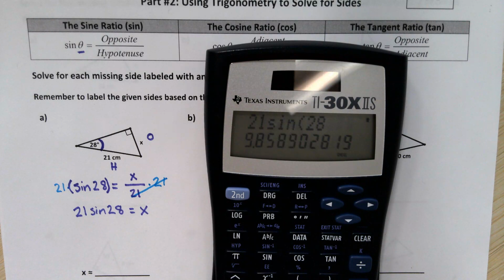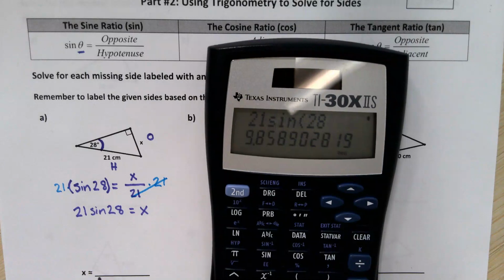However, we're asked to round to 2 decimal places. That means we want to leave 2 numbers after the decimal point in our answer, but that requires us to look at the third number to decide whether this stays a 5 or rounds up to be a 6. Rounding rules say that if this third number is a 5 or larger, so 5, 6, 7, 8, or 9, then we round up our second decimal place to the next number. So this will round up to be 9.86. That's going to be our x value.